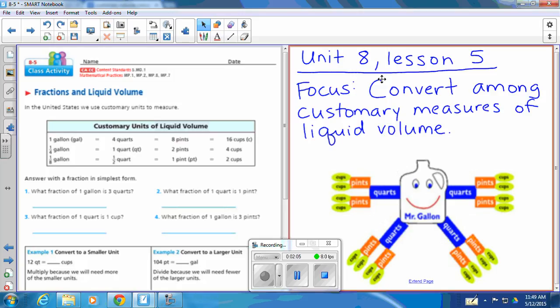Those represent your quarts. So how many quarts are in a gallon? By this picture, you can tell there's 1, 2, 3, 4 quarts in a gallon. Okay, so this picture helps you remember that conversion. 4 quarts to every gallon. So how many quarts are in 2 gallons? 8. You would double that amount. Excellent.